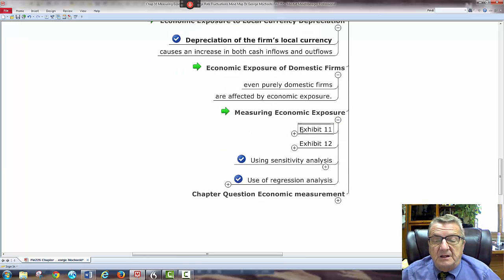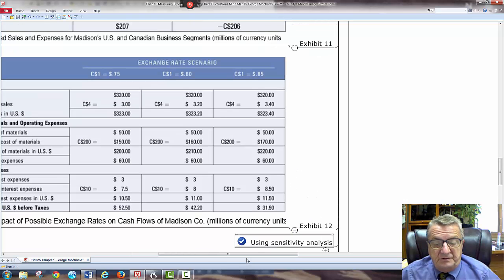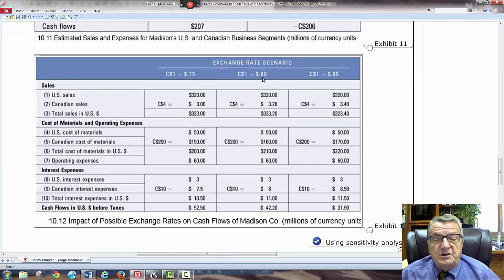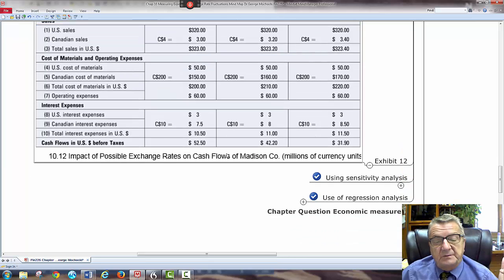Measuring economic exposure. Here we've got two exhibits, so let's just look at them. Estimate sales and expenses, Madison, U.S. and Canadian base. Cost of sales, Canadian base. Here's the estimate in millions of units. And here again, exchange rate scenarios from one to the other. You can see the difference, and these are the impact of possible exchange rates. They're already trying, for lack of a better word, to predict what's going to happen in this scenario, what's going to happen with our currency if it goes up to 80 cents. I mean the Canadian dollar against the U.S. dollar, all right? Everything's against the U.S. dollar. That's Madison and units, exchange rate to Madison Corporation.